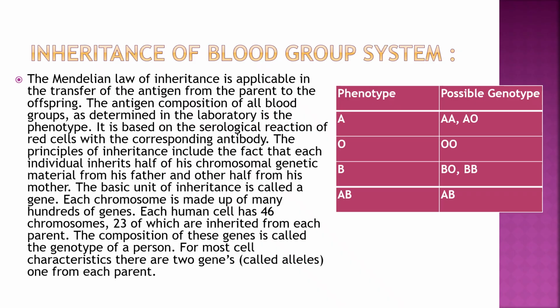Inheritance of blood group depends on the antigens, so phenotype and possible genotype. In A group there is AA and AO. O group has no antigen, that is OO. B phenotype is BO and BB. AB phenotype is AB.